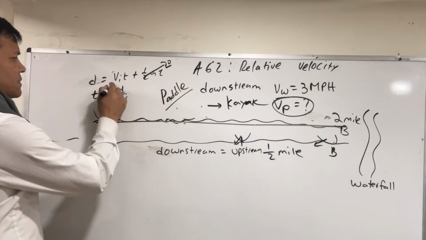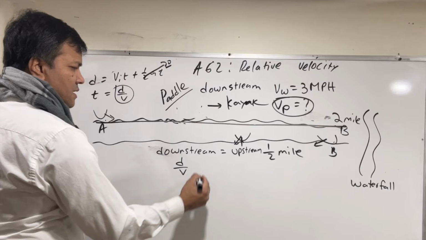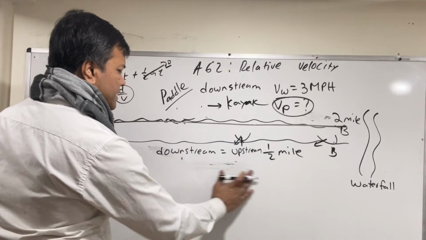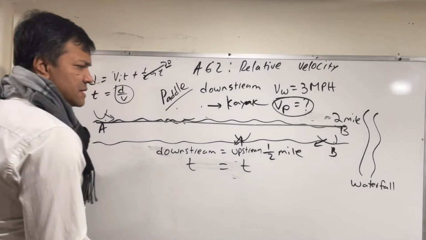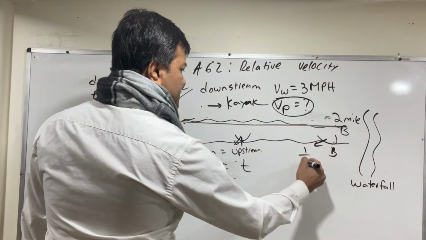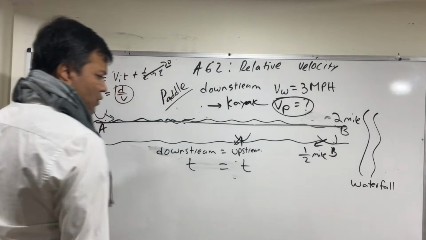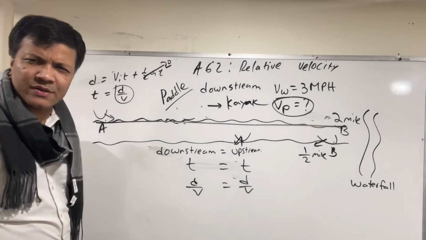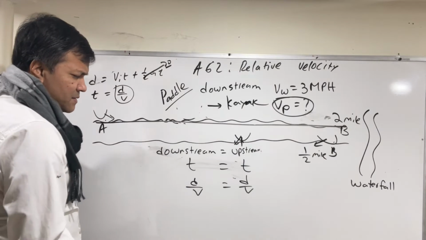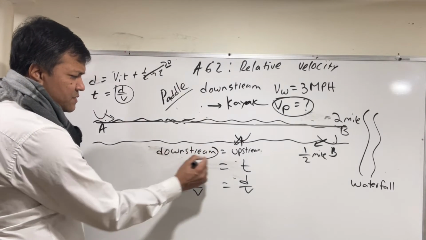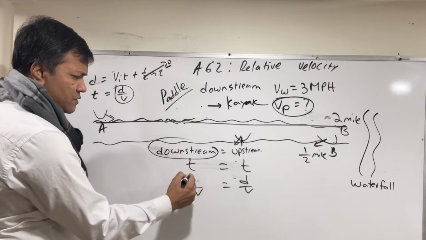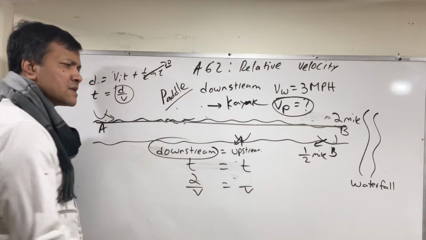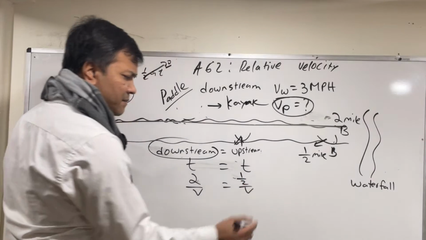All right, so downstream, d over v is equal to upstream d over v, because it takes the same amount of time. Maybe you want to write t is equal to t, that would be more accurate. But if you write d over v is equal to d over v, that's not going to be right, because in this case, d downstream is 2 miles, so you want to report that 2 miles. In this case, d upstream is not 2 miles, it's half a mile. You want to report that half a mile.